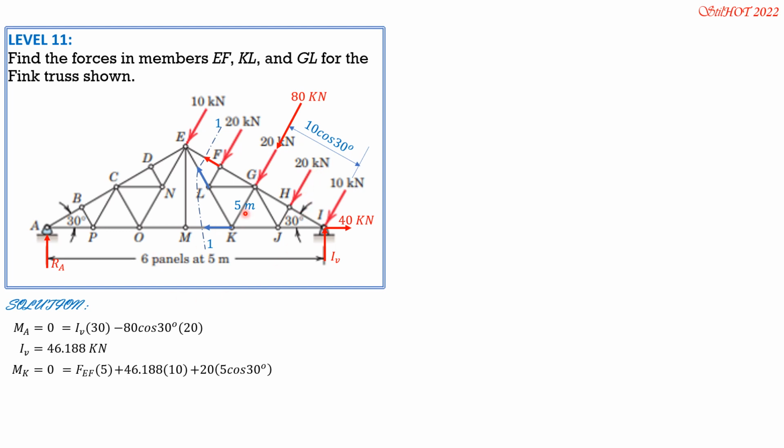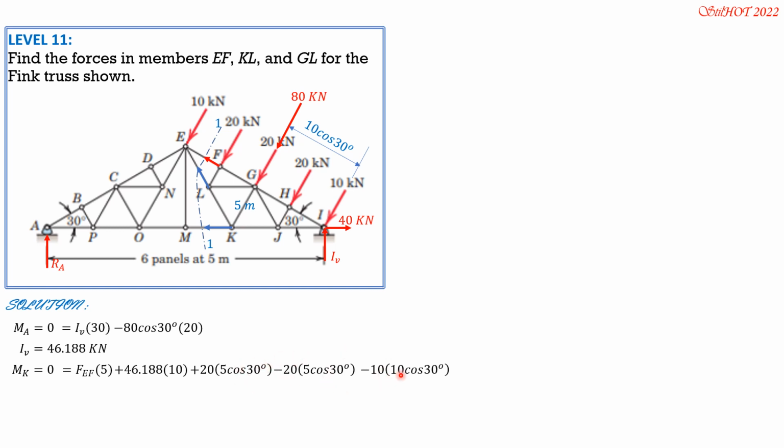Then this is clockwise, so minus 20 times 5 cosine 30. This is also 5 cosine 30, this moment arm. So you just cancel that. Then lastly, minus 10 times 10 cosine 30, the moment arm. So that's it, because this 40 kilonewton here passes through K. So from there we can solve FEF because we can cancel this.